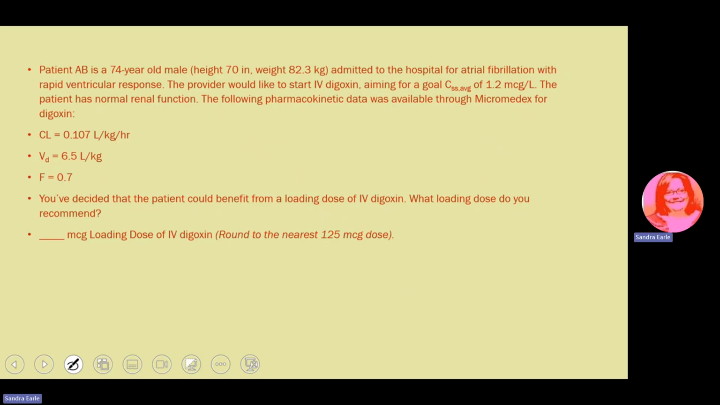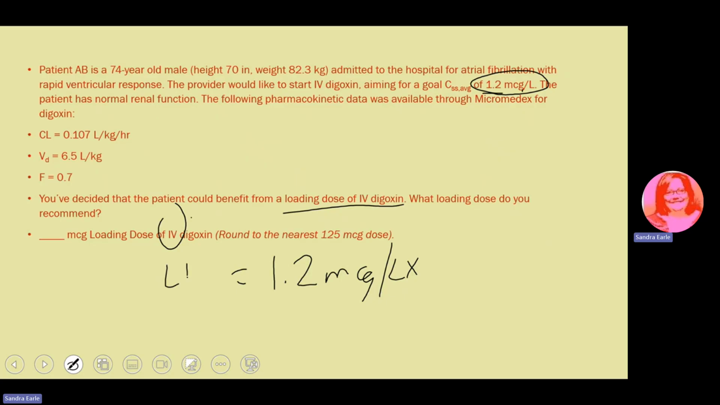We're going to do one more and then I'm going to need to take a break. Okay, this is the same patient, but now we're going to give an IV loading dose for this patient. So that's simple because it's IV, so we don't have to worry about bioavailability. We also don't have to worry that the patient's on anything already. So our target is 1.2 micrograms per liter. And now we just need to multiply it times the volume to get our loading dose, right?